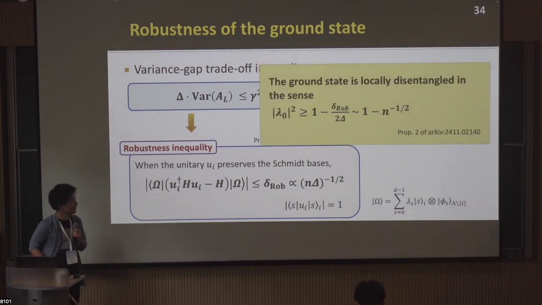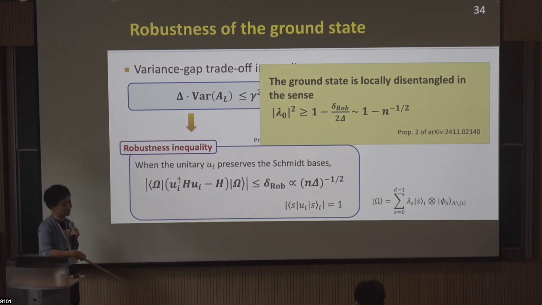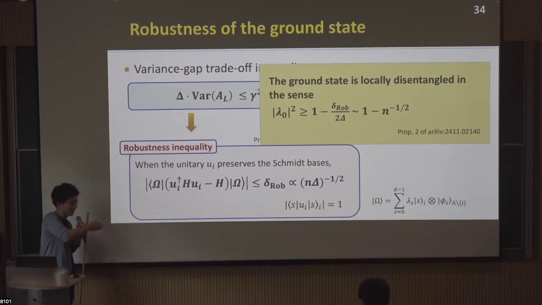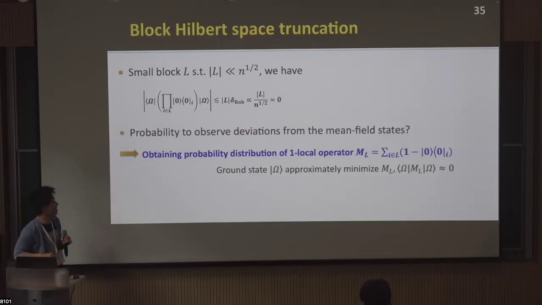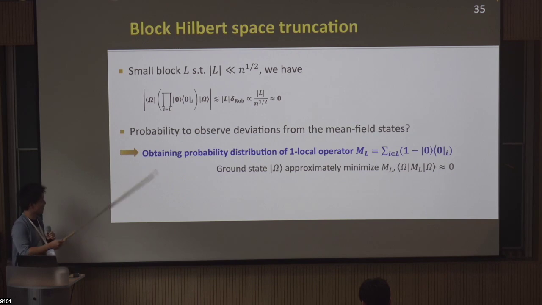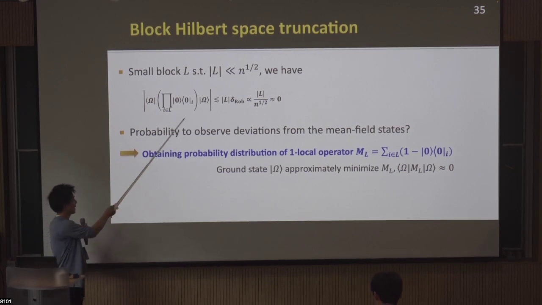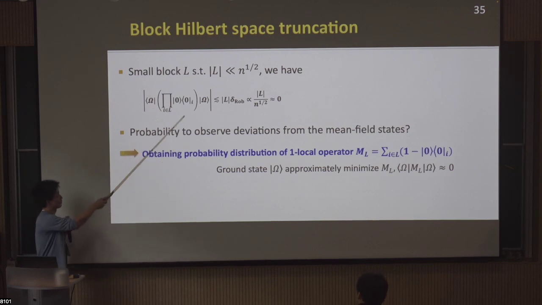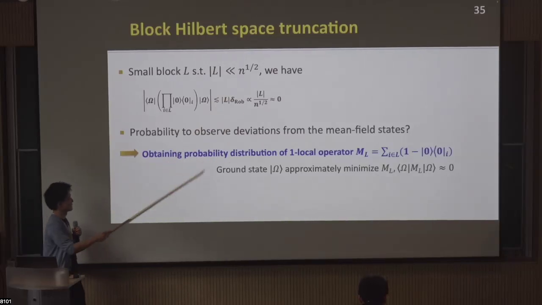And by using this robustness lemma, we can also prove that the ground state is locally disentangled in the sense that the maximum Schmidt coefficient is almost equal to 1, up to an error of 1 over square root of n. So only from this result, we can prove that the entanglement entropy of the total system is proportional to the square root of n. But the problem is how to further improve the square root of n upper bound of the entanglement entropy to the polylog n form. And for this purpose, we utilize the renormalization process. And the first important point is that if the block is sufficiently smaller than the square root of n, then the robustness lemma implies that the ground state is almost given by a product state in this block of size L. So the projection onto this one is upper bounded like this form. And if L is sufficiently smaller than the square root of n, then this is almost equal to 0.